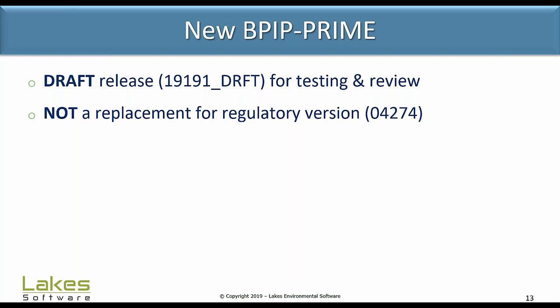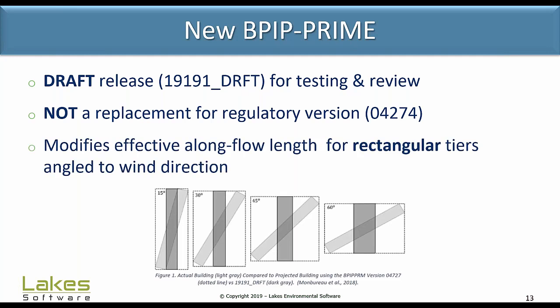The main update within its formulation involves the effective along flow length for rectangular building tiers only, those of which are angled to the wind direction. And you can see from the image at the bottom, it's the differences between 04274 and the new 19191_draft. So you see the dotted line, the dark gray, and the light gray building tiers here. The light gray would be the actual building. So how it is oriented to a normalized wind direction here, 15 degrees, 30 degrees, 45 and 60 going from left to right. So that is how the actual rectangular building tier appears.